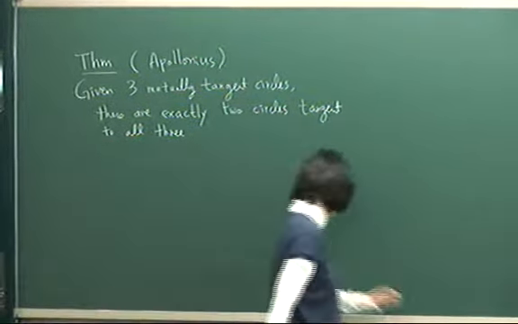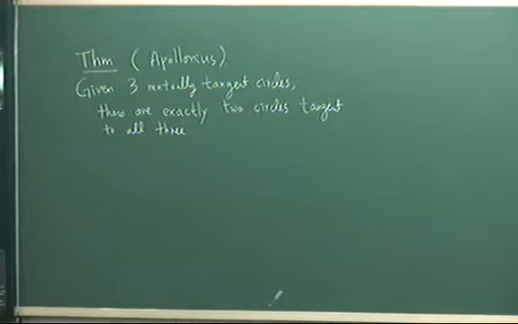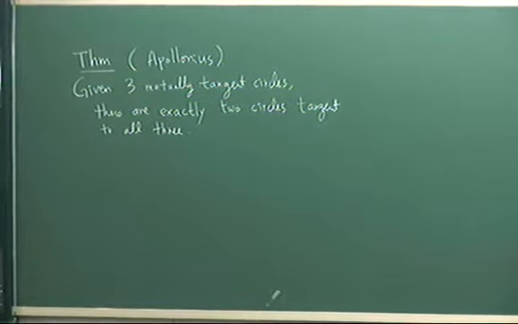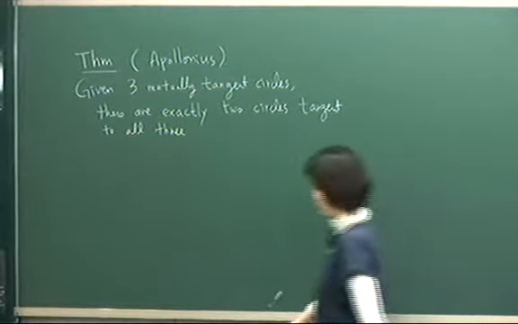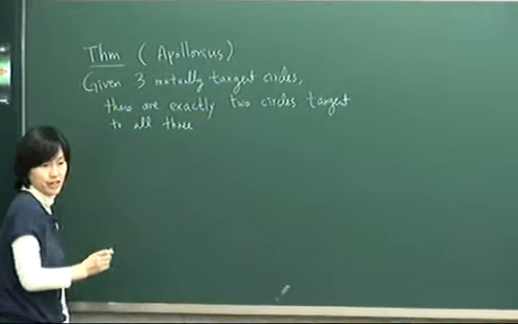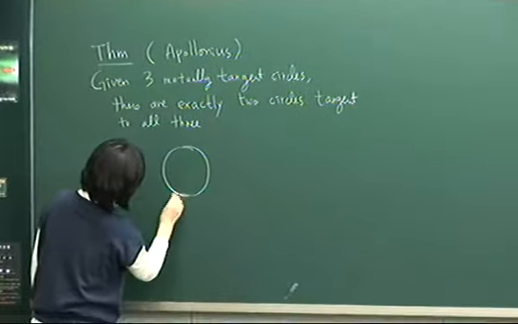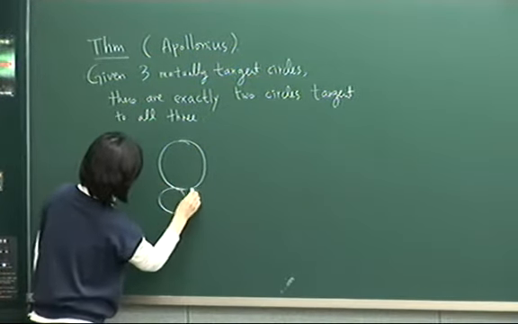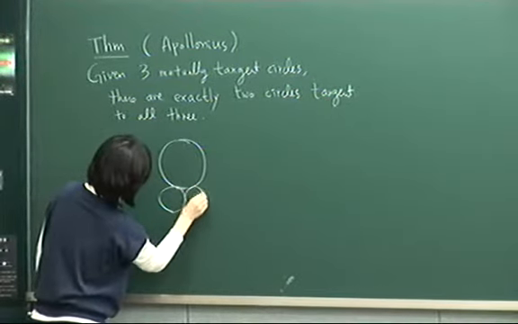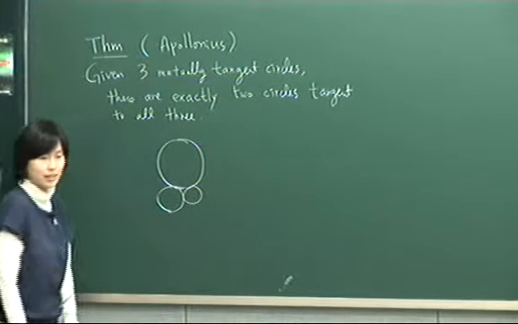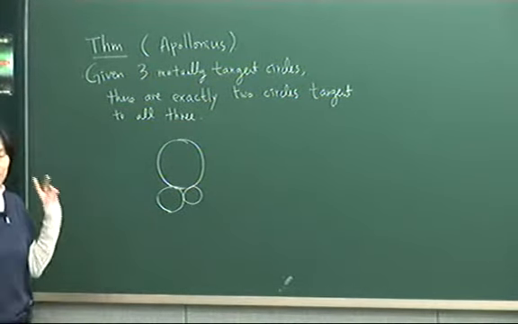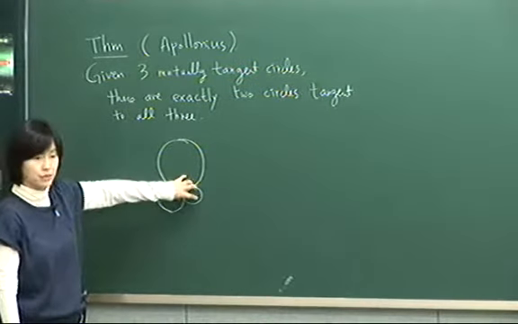So maybe it's easier if I draw the picture. Let me try to draw 3 mutually tangent circles. So maybe I'll draw like this: 1, 2, 3, like this. And it says that there are exactly 2 circles which are tangent to all 3 of them.